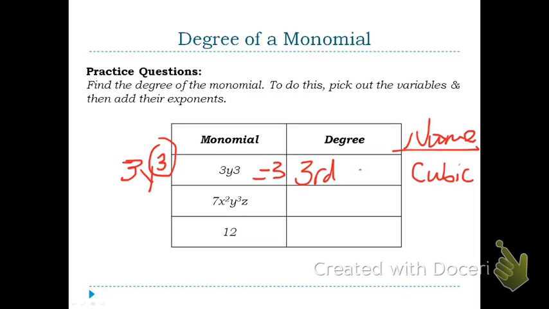Right, in the next example, we have 3 variables. The first variable is to the 2nd power, the second variable is to the 3rd, and the last variable is to the 1st power. If you add them up, that would be 6 all together, so it would be to the 6th degree. And its name would also be 6th.